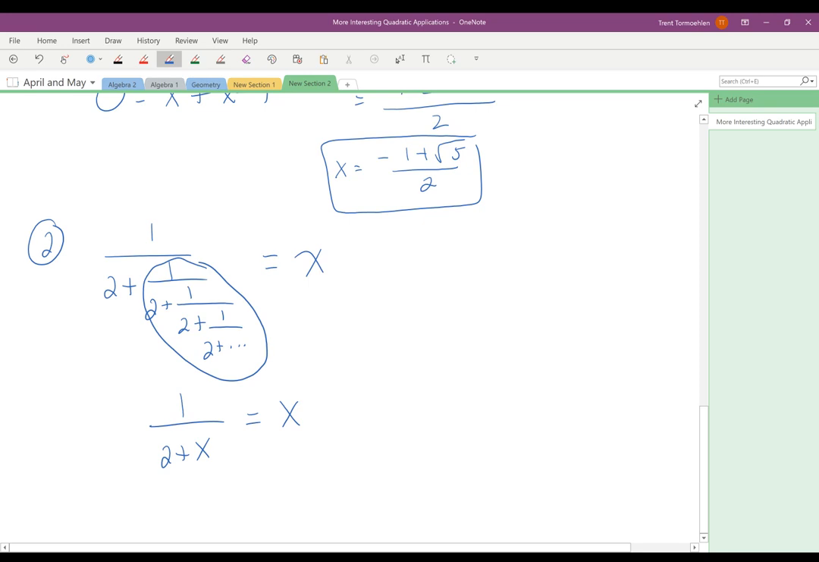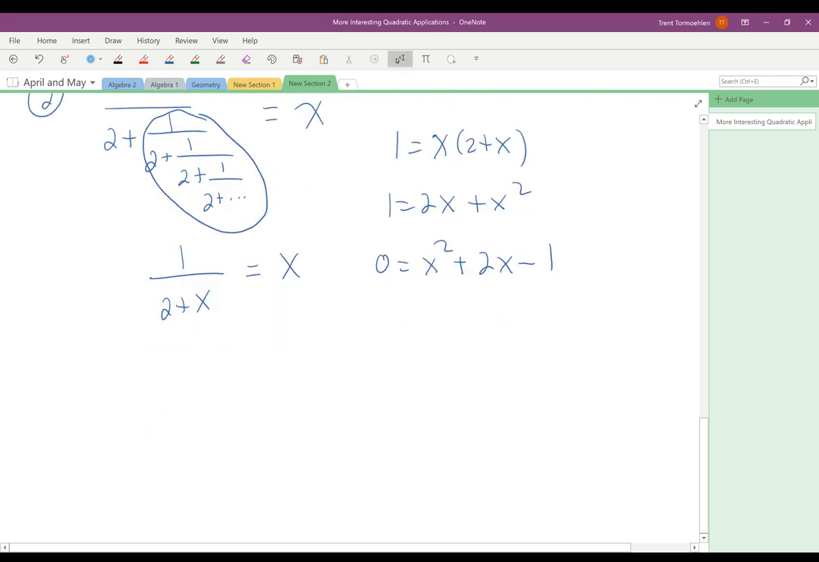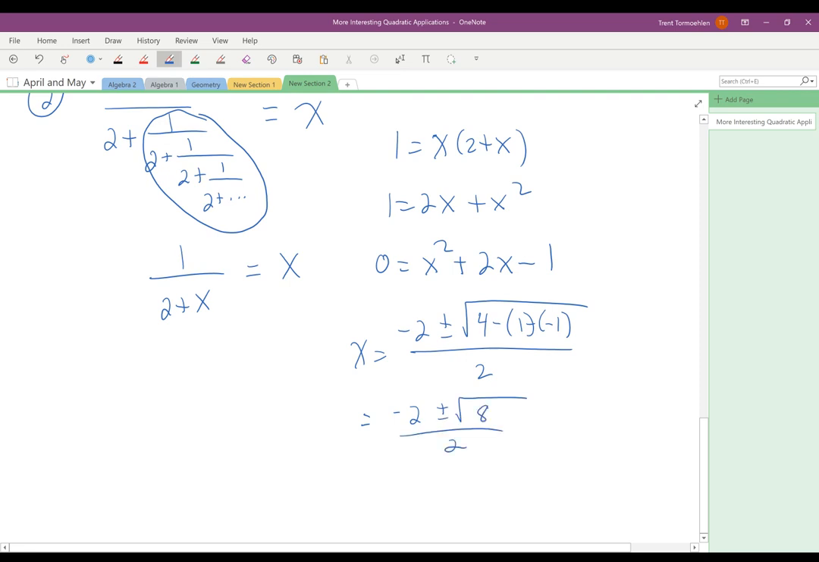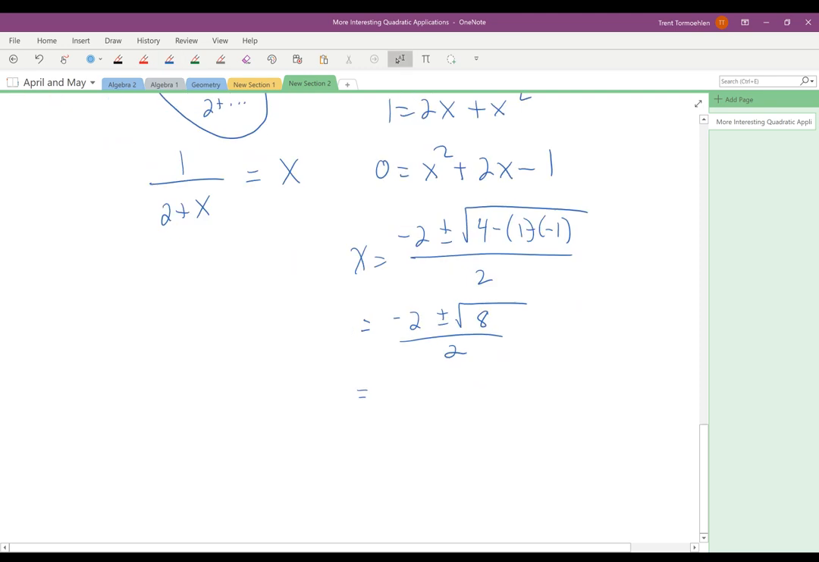Again, we go through and multiply both sides by 2 plus x, and we get 1 equals x times 2 plus x. So 1 equals 2x plus x squared. That gives you x squared plus 2x minus 1. Apply the quadratic formula. So x equals negative 2 plus or minus the square root of b squared, which would be 4, minus 4 times 1 times negative 1, all over 2, which gives us negative 2 plus or minus the square root of 8 over 2, which actually simplifies nicely.